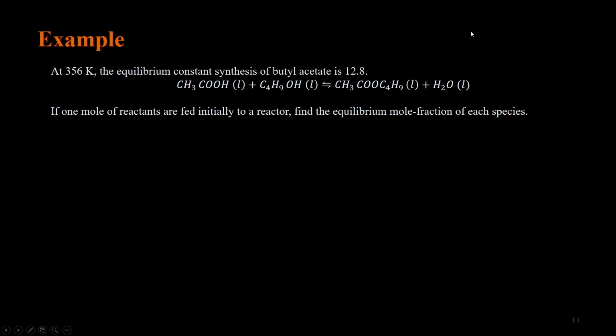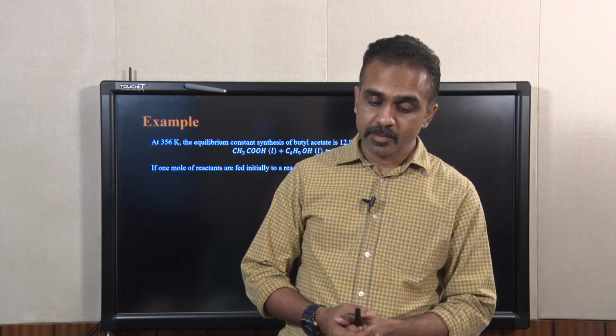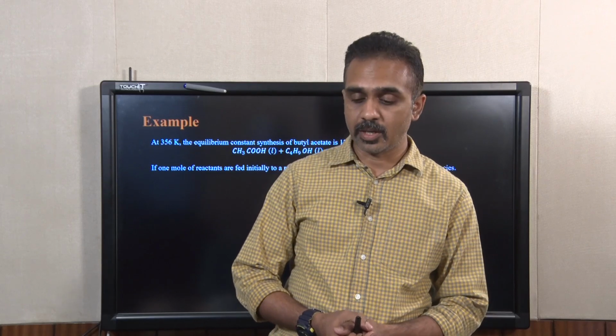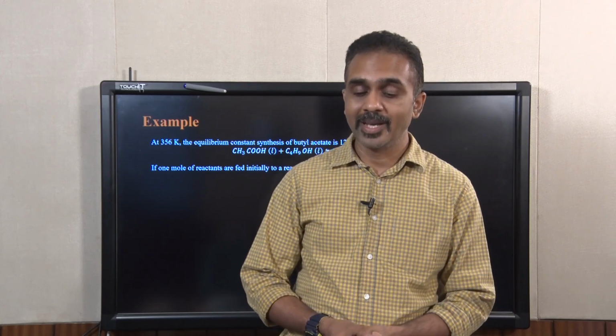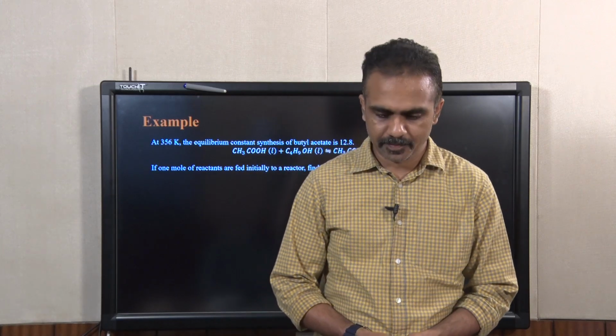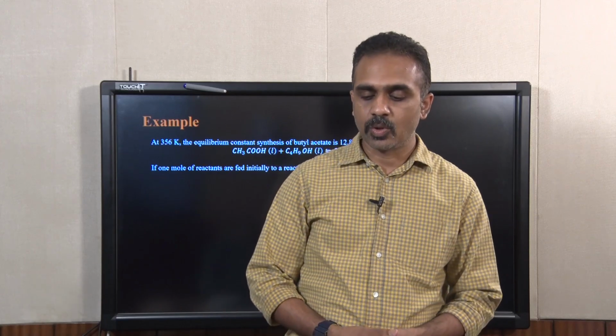Let's move on to one other problem. In this case, we have a liquid phase reaction. The reaction is for synthesis of butyl acetate. From acetic acid and butanol, we form butyl acetate and water. All of this is a liquid phase reaction occurring at 356 Kelvin, and we're given the equilibrium constant for this reaction. It's 12.8. Initially, we feed one mole of each of the reactants to the reactor. What we want to find is the equilibrium mole fraction for each of the species.